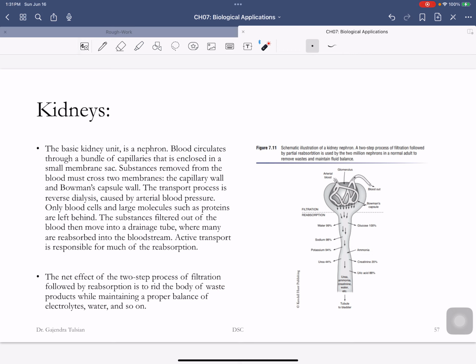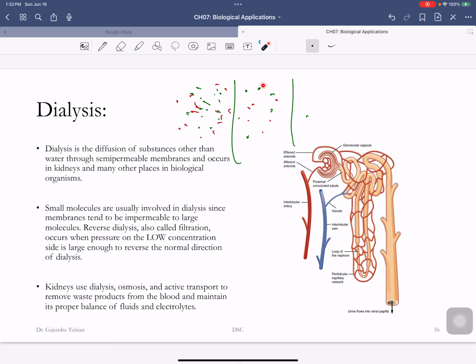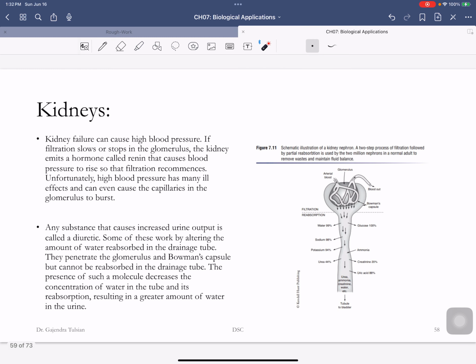So kidney failure can cause high blood pressure. If your kidneys are not functioning properly, they're not getting rid of the waste, then what your body does is it increases blood pressure so you can get rid of the waste more efficiently. Okay. But then high blood pressure causes other problems. Okay, so kidney failure can cause high blood pressure.